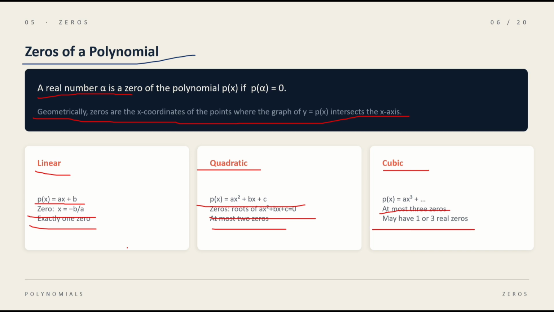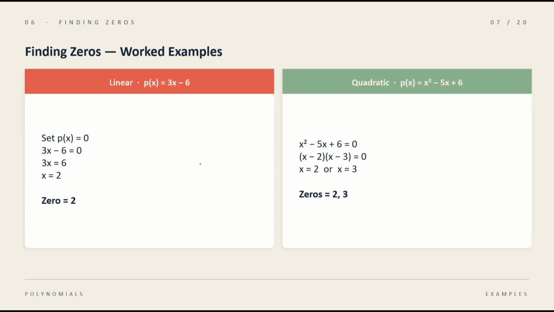Finding zeros. There are some examples. After seeing that, we learn how to find zeros of a polynomial. Set p(x) equal to 0. Here p(x) is given as 3x minus 6. So 3x minus 6 is equal to 0.